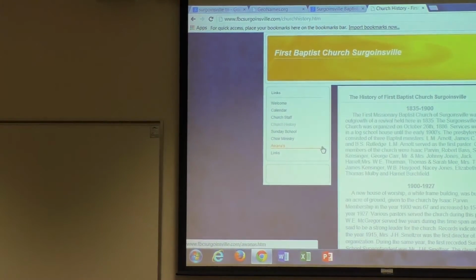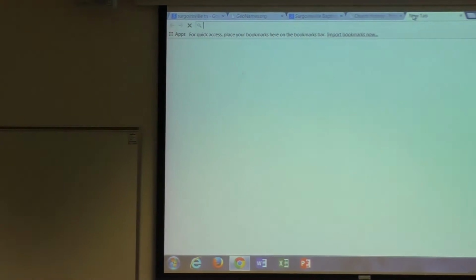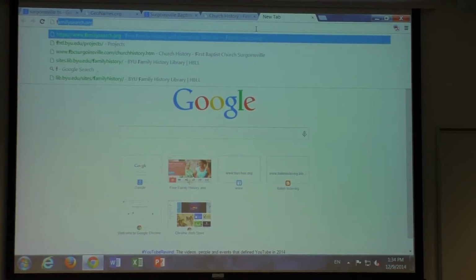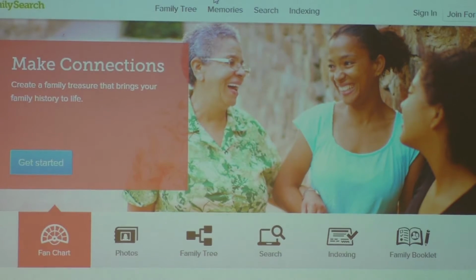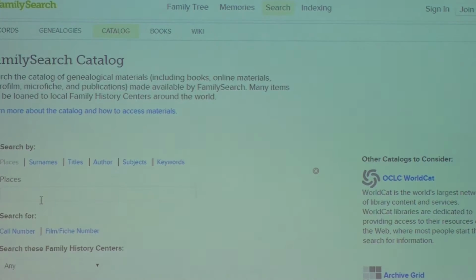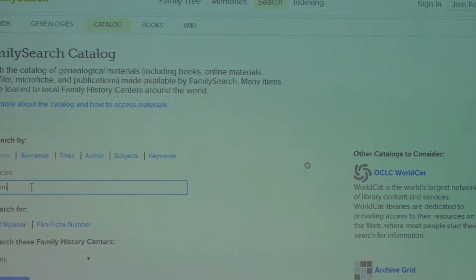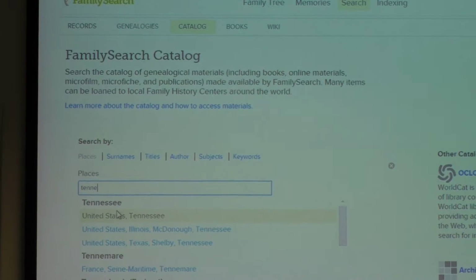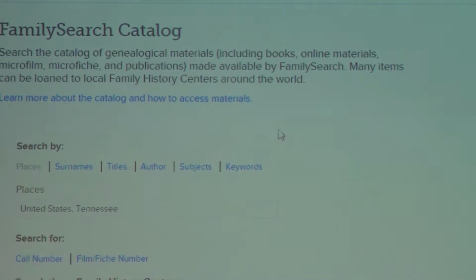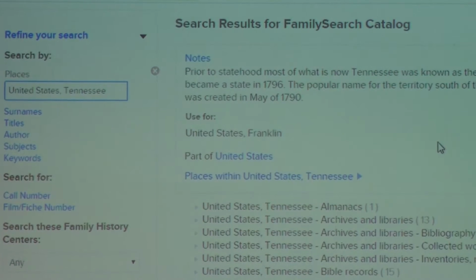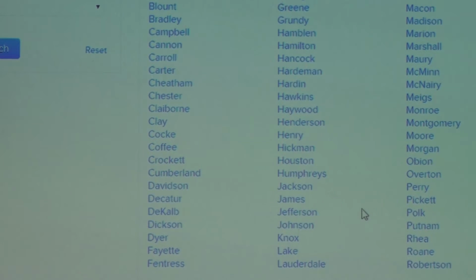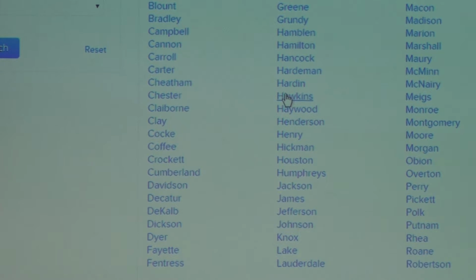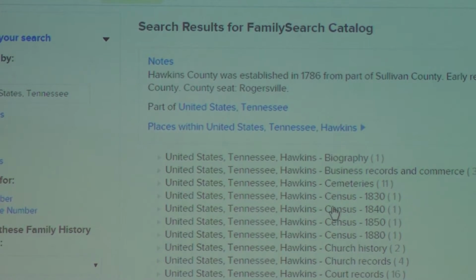What I would do next, if I were just doing genealogy type stuff, I would go to the FamilySearch website. I would get on the catalog, and I would put in Tennessee, and go out and look for Tennessee records. And then I would go to places within Tennessee. What was the name of the county again? Hawkins. It was Hawkins? Okay. We go to Hawkins County, and here are more records.